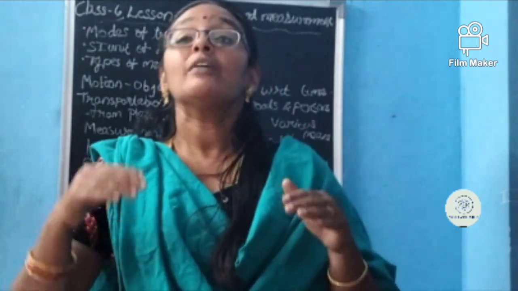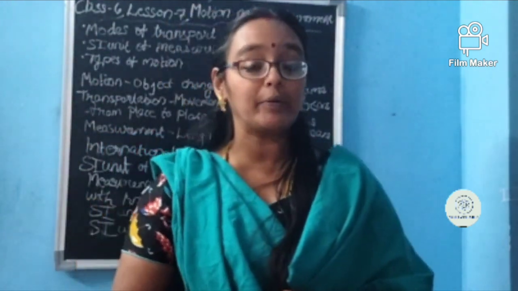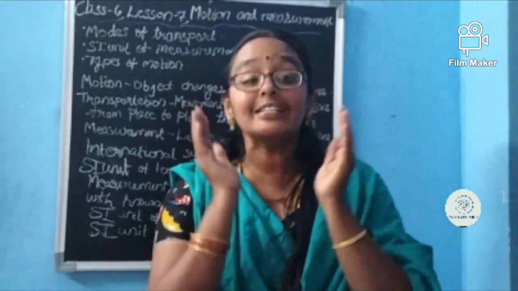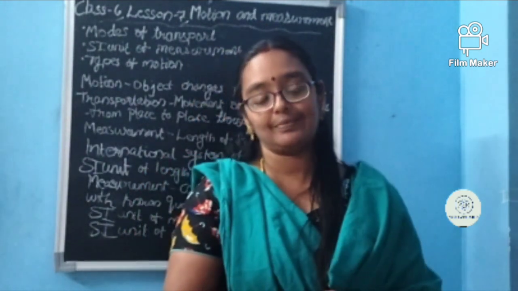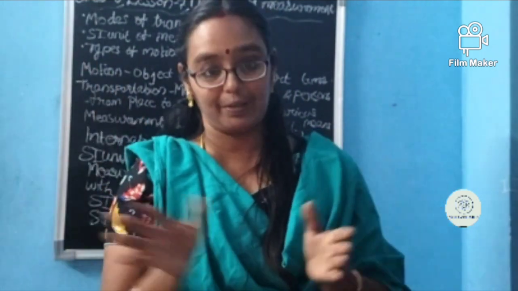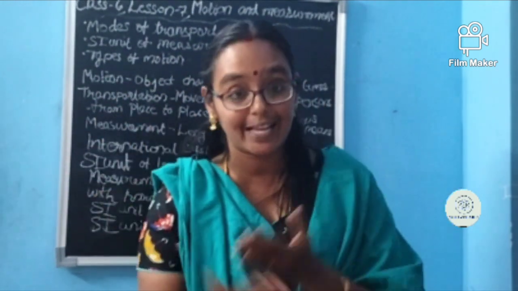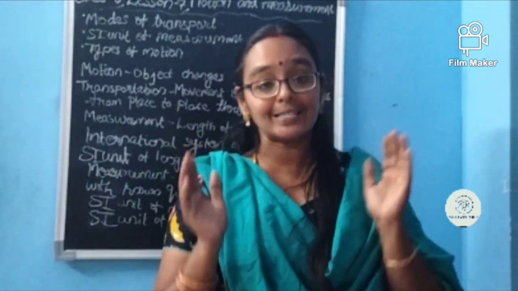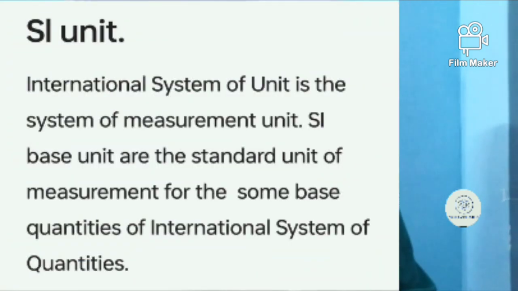So they have invented. Who have invented? Some persons or some scientists have invented an international standard unit. It will not vary from place to place. All over the world it is accepted. It is called SI unit. SI unit of length is what? SI unit of length is meter.